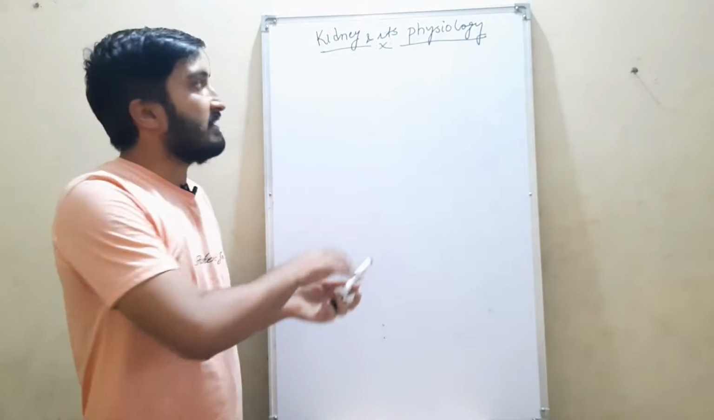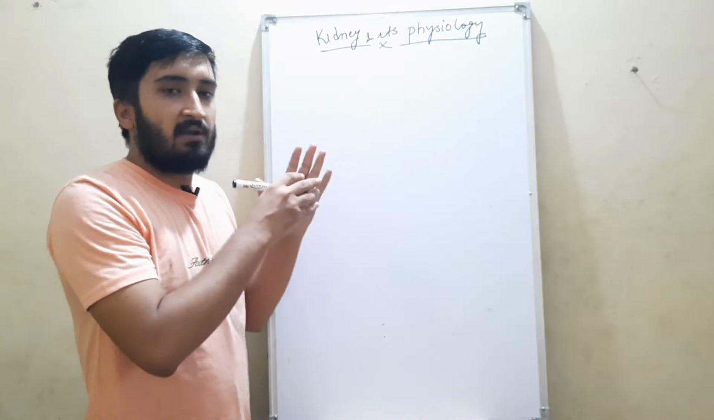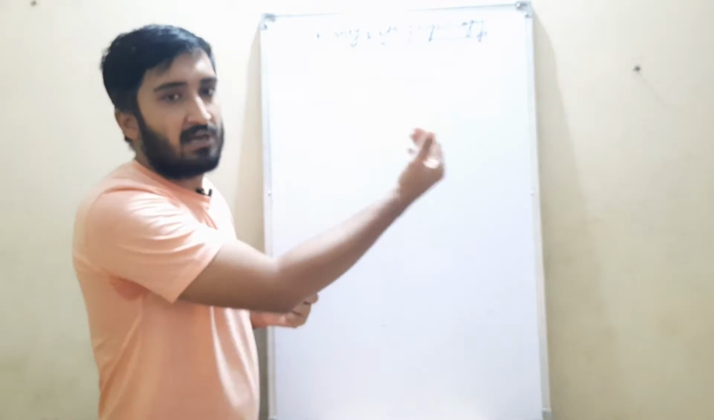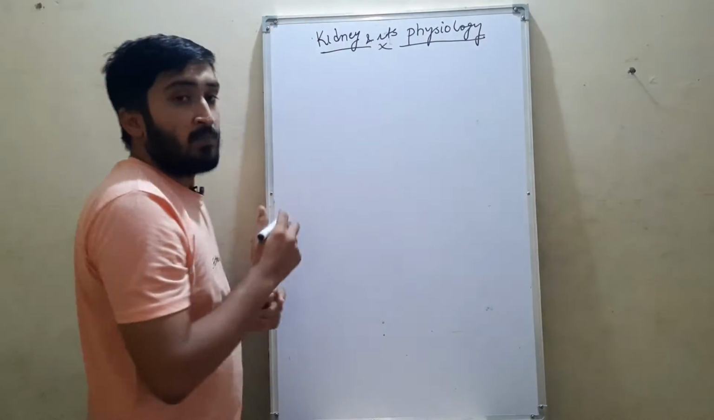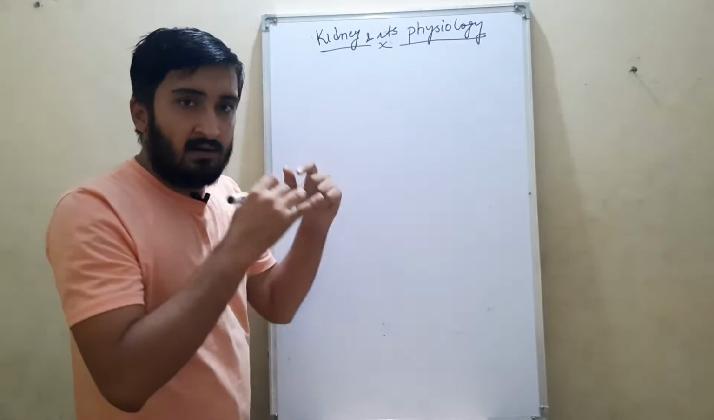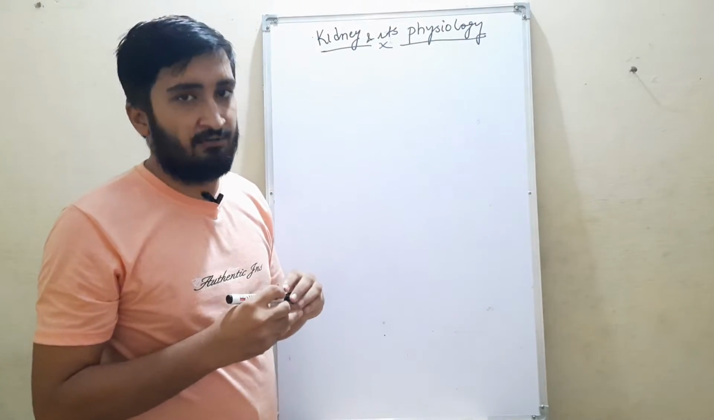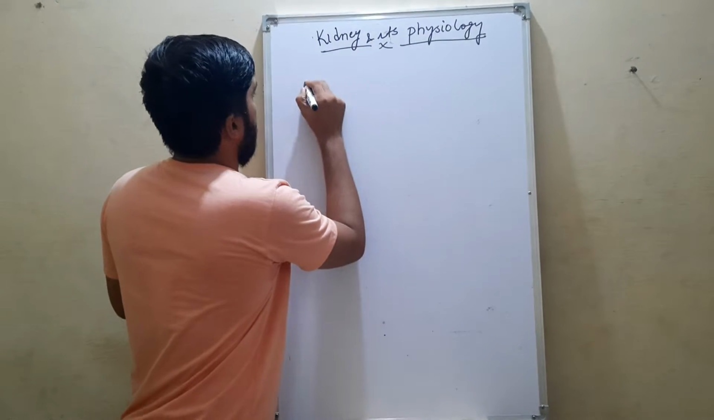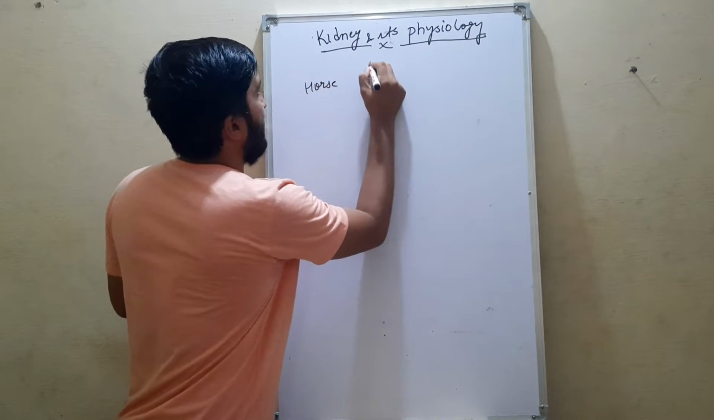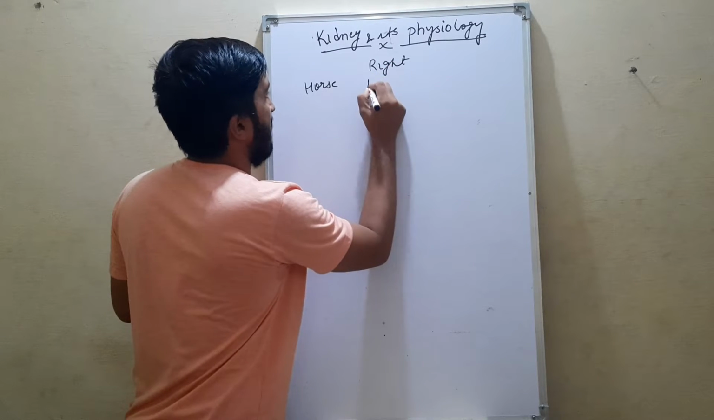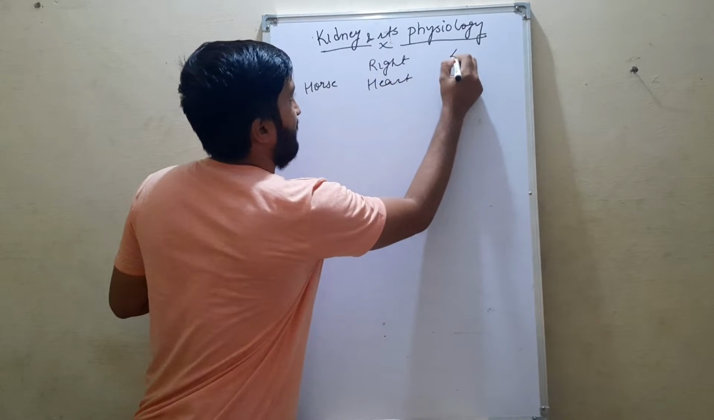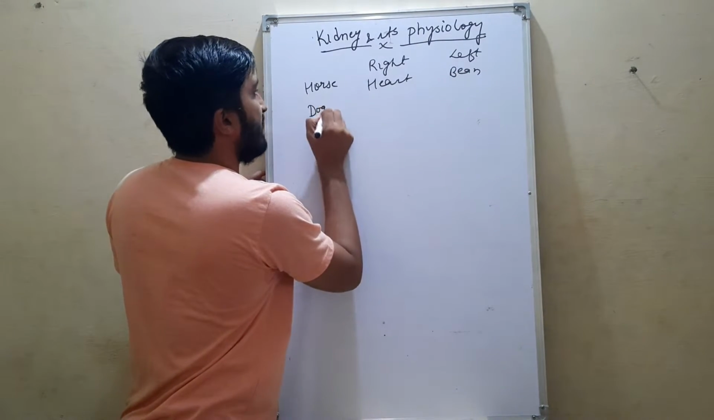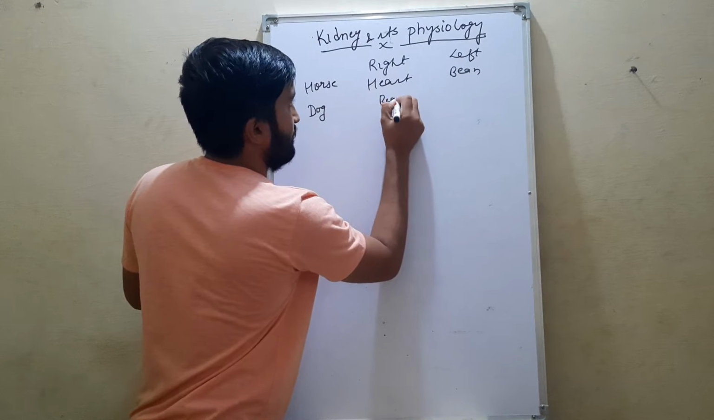So I will divide this chapter into two parts. First I will explain the basic structure of the kidney, and second will be the physiological functions of the kidney. So see, the shape of the kidney is different in different animals, as it is present in paired form. For example, in horse, the right kidney is heart shaped and the left kidney is bean shaped, and in dogs both the kidneys are bean shaped.